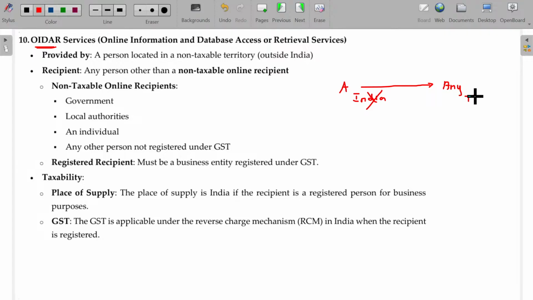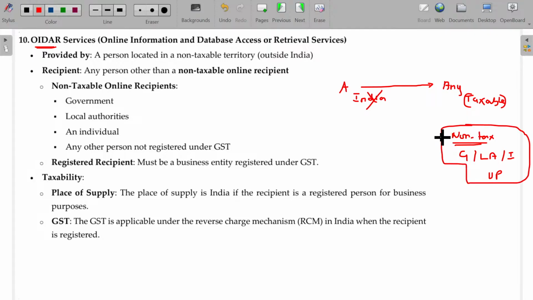Who has to pay the tax on this? Any taxable person. Now, who are called non-taxable persons? Non-taxable persons are government, local authority, or any individual, unregistered person. These are called non-taxable persons. Other than that, anybody who imports or gets online information and database access and retrieval services, OIDAR services. You understand?